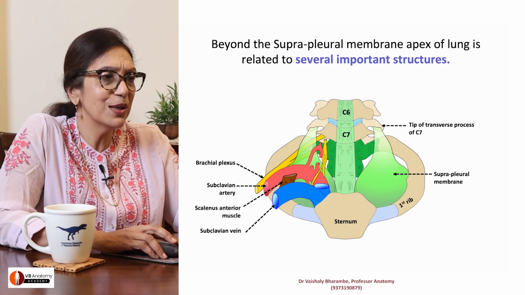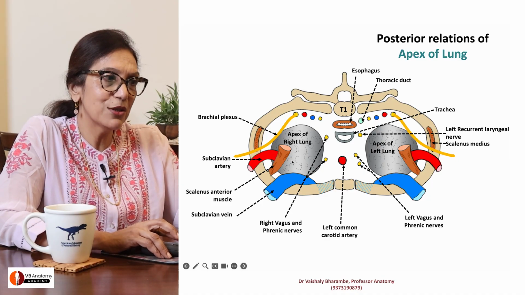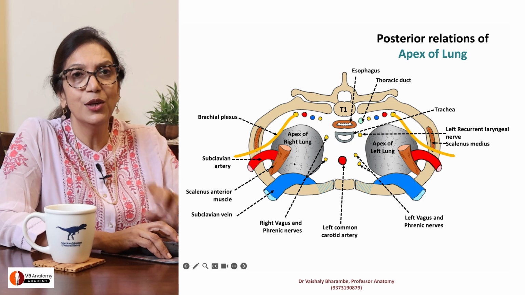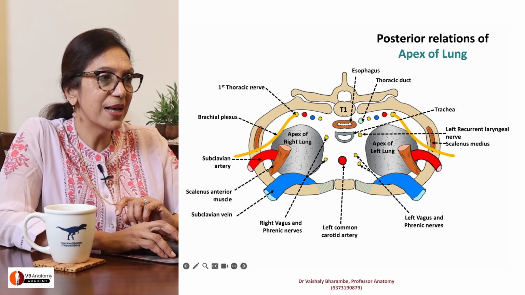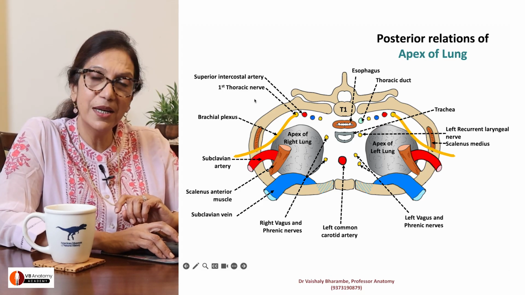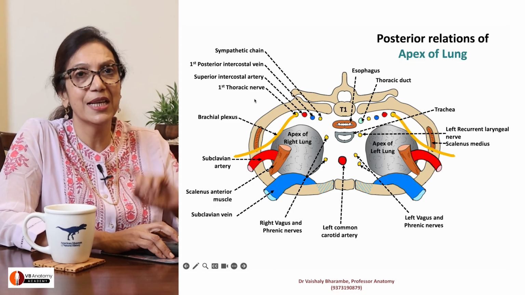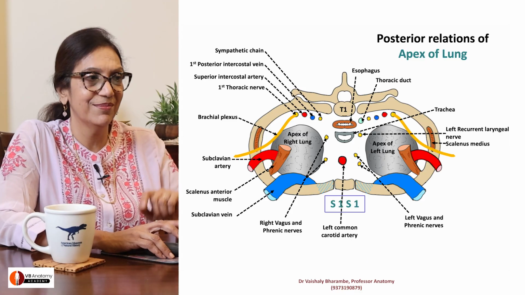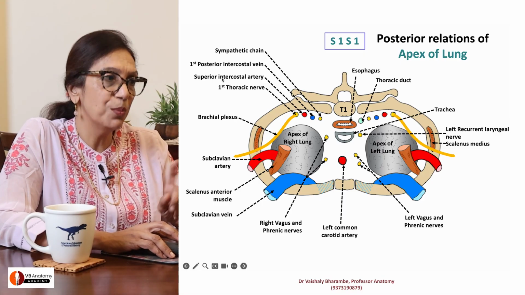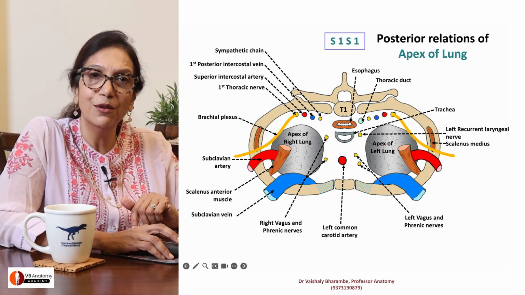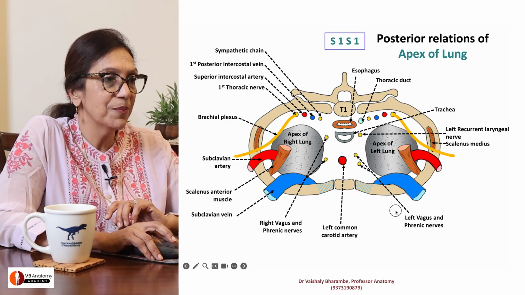Okay, why are we discussing all this? We'll come to it. Posteriorly, the same apex of lung is related to 4 structures. You can use the mnemonic S1, S. First thoracic nerve, superior intercostal artery. First posterior intercostal vein, sympathetic chain. S1. Sympathetic chain, first posterior intercostal vein, superior intercostal artery, first thoracic nerve. S1, posterior relations of your apex of lung.